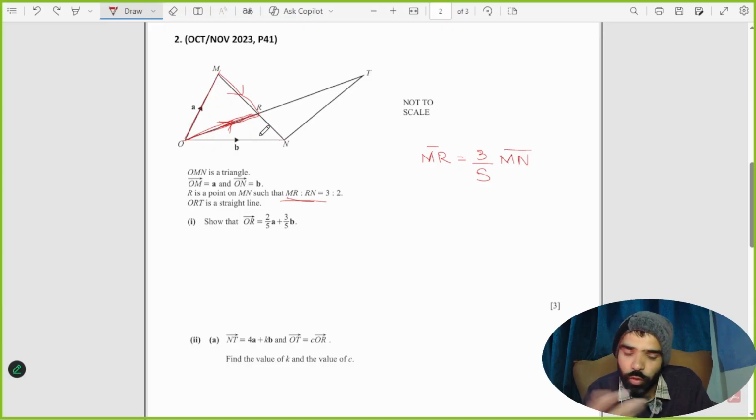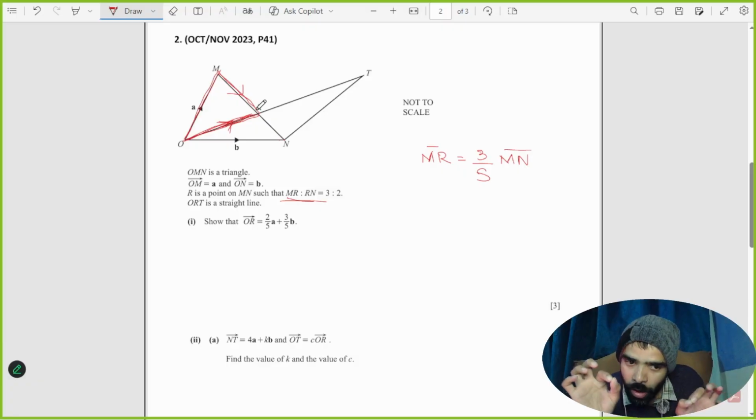Either we can choose, both are easy to solve, but always the rule is, see which triangle you are making and how the head to tail rule is obeyed. Now if you are tracing this triangle to find OR, you go from O to M and then M to R, so OM plus MR will be equal to OR. Clear?